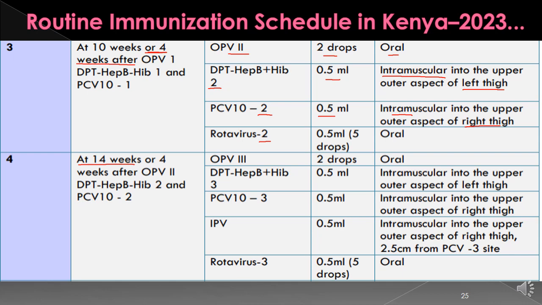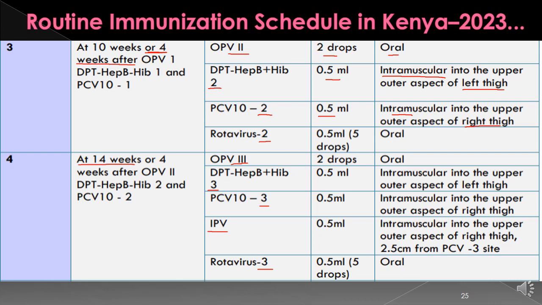So we are going to give the 4 that we gave initially. So we'll have the oral polio vaccine 3, pentavalent 3, pneumococcus 3, rotavirus 3, and then we have an additional one, inactivated polio vaccine. The inactivated polio vaccine is not given orally. It is given intramuscularly. So let us see.